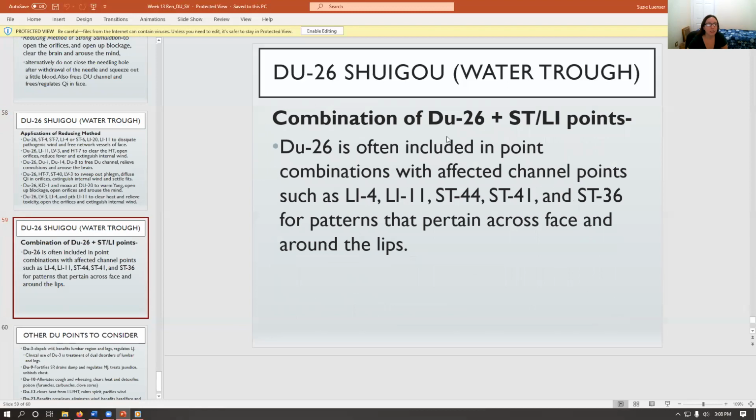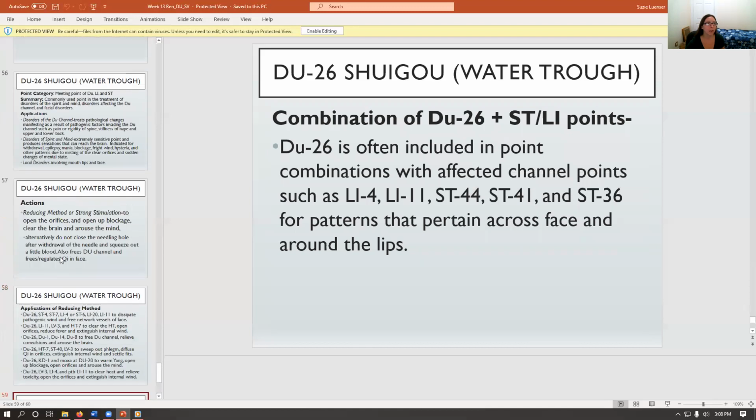Combination of do 26 in stomach and large intestine points. Basically, we're going to be using affected channel points when we're using do 26 to treat the face. So depending on which channels are affected up on the face, we're going to use those associated channels' points, particularly with large intestine, Li4 and Li11, and then with stomach 44, stomach 41, and maybe even stomach 36.